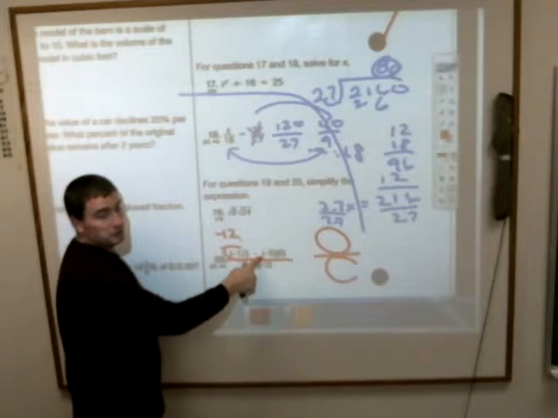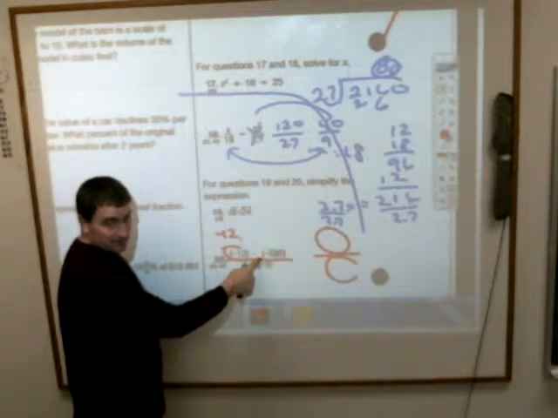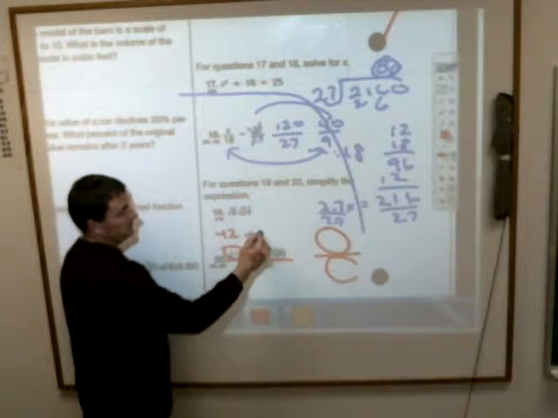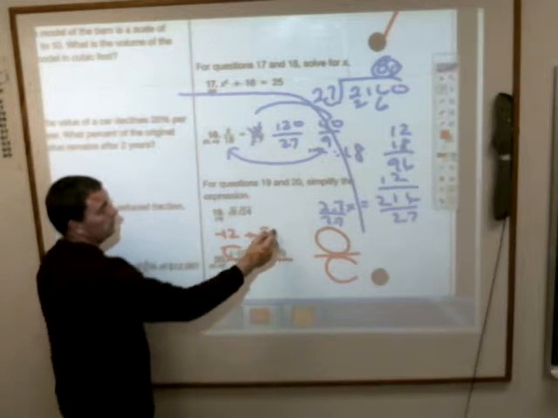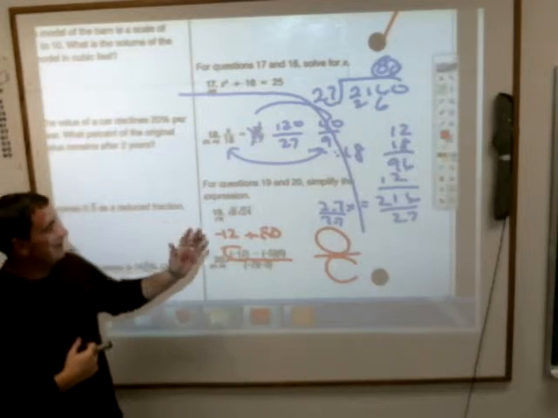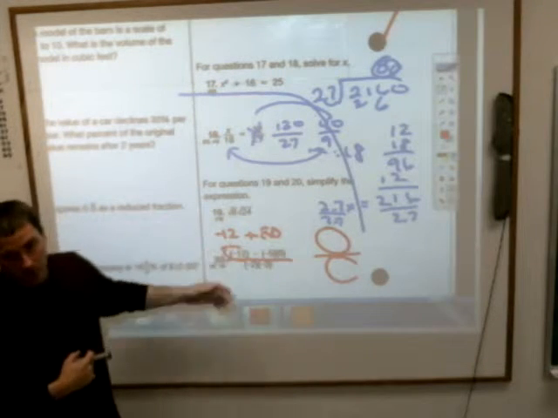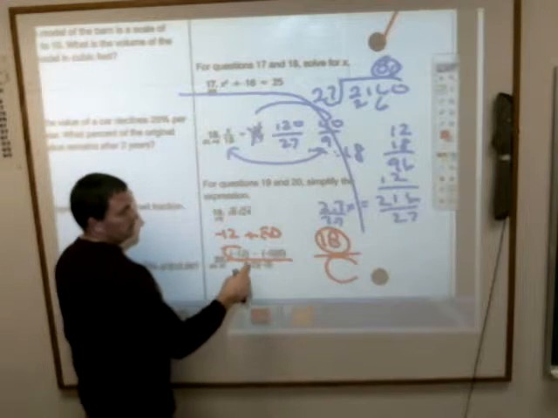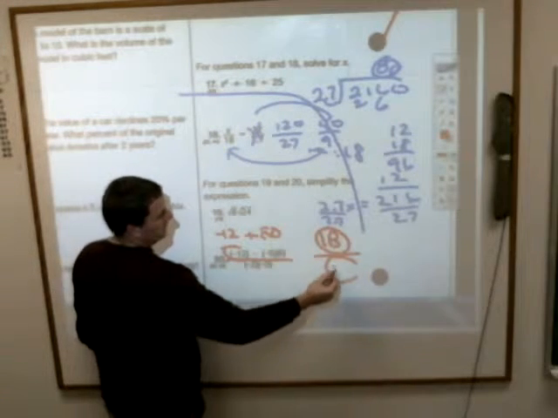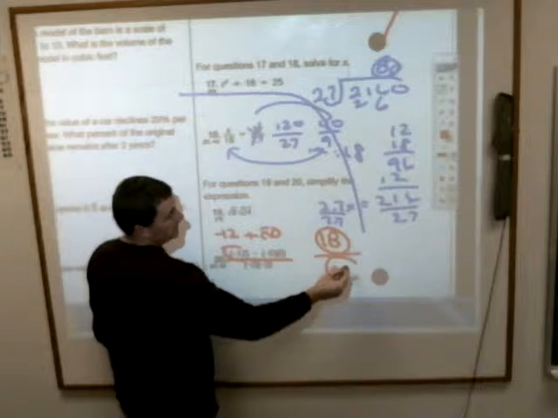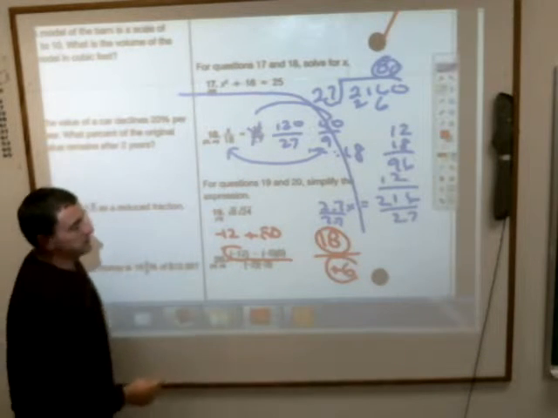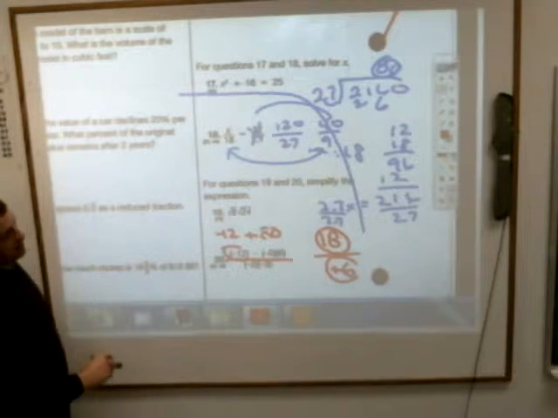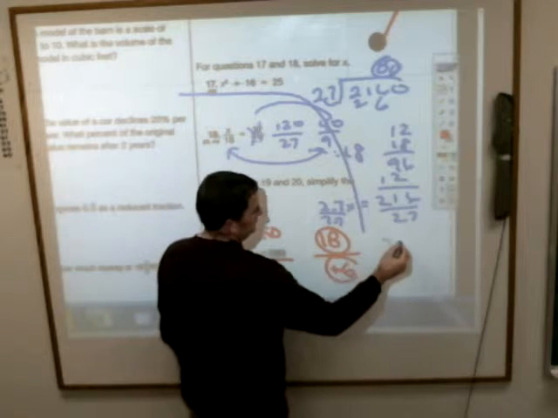And there's 2 negatives, which make it positive 30. So if you have 30 and you have to take 12 away from that, you end up with 18. And down here you have two negatives, which give you a positive. 2 times 3 is 6. So what is 18 divided by 6? Nothing more than a 3.